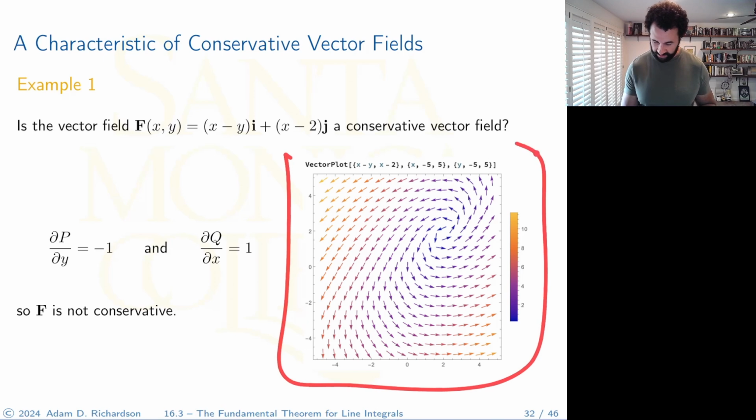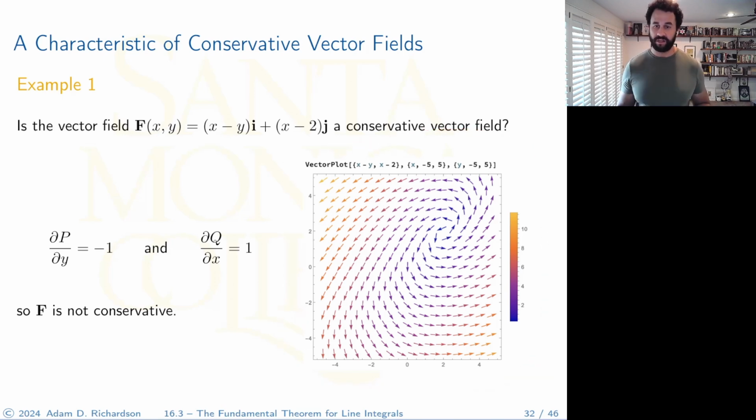Here I graphed it using Mathematica, so you can do that on your own just to get a peek at it. But because this difference is not 0, our vector field can't be conservative. Yeah, that's the contrapositive, right? That's the contrapositive of Theorem 6, or that previous theorem even.